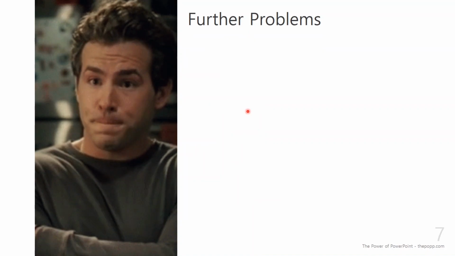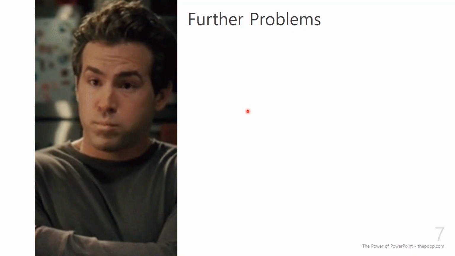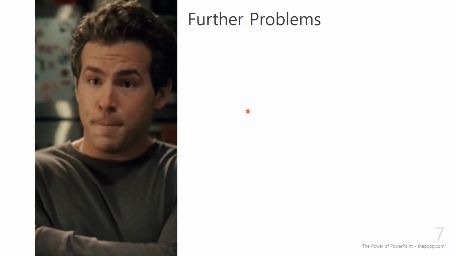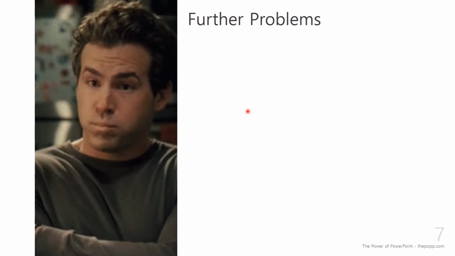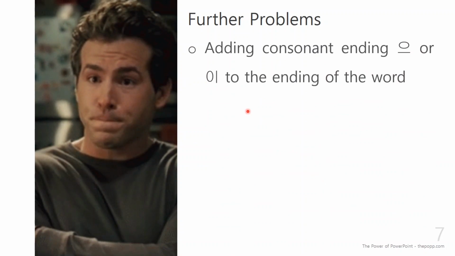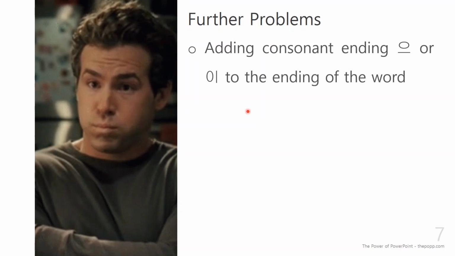Now, additional problems where we have the application of Korean pronunciation rules on English. This happens. Most speakers do it when they're learning. You apply your first language syntax and rules on your second language. So adding a consonant ending, or e, to the ending of a word. This has to do with how Korean words shouldn't end in a sentence.